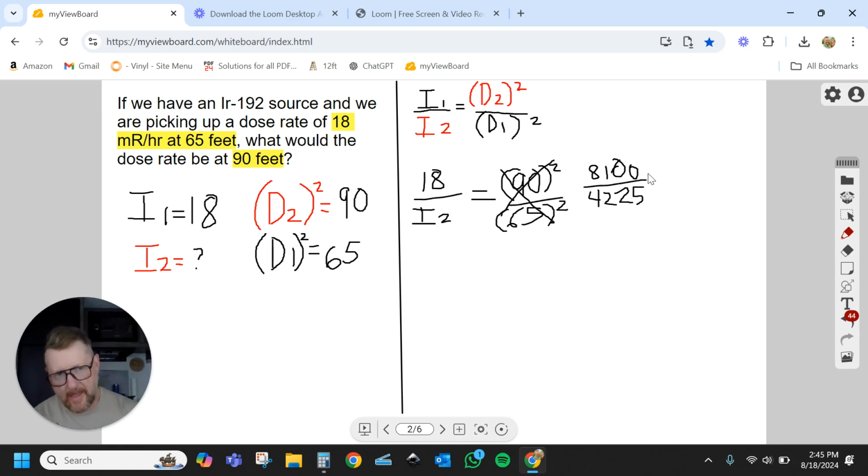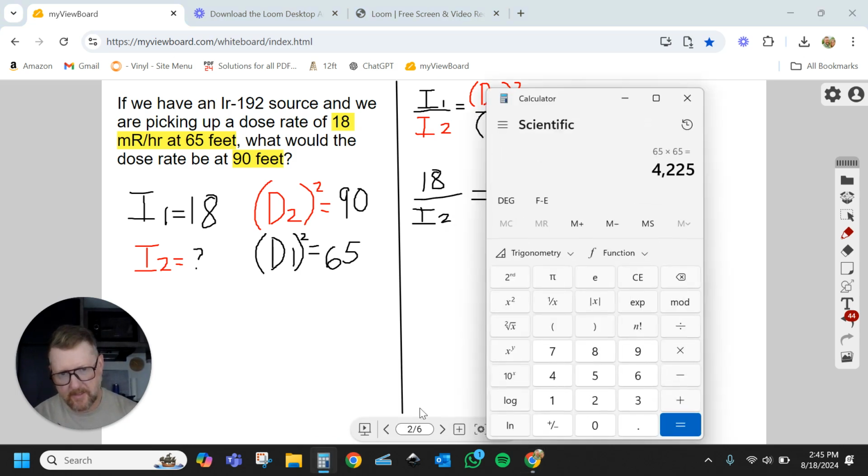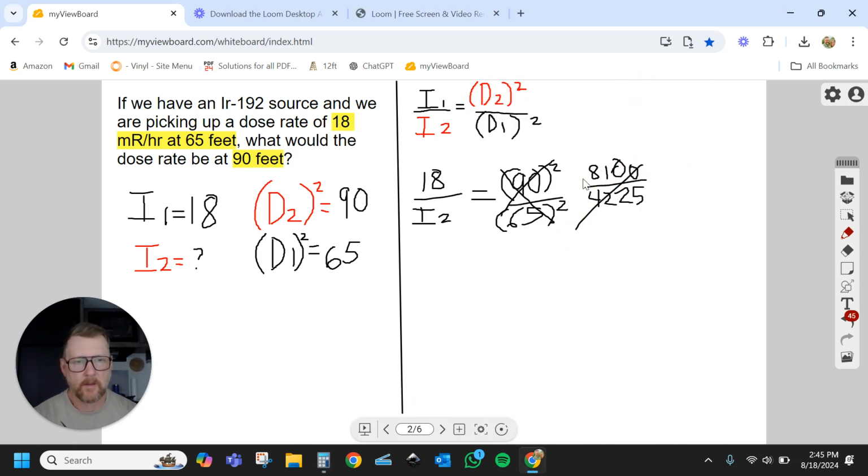First thing we can do is simplify that. 8100 divided by 4225 equals 1.9. Don't need all the rest of this. So we can rewrite it now, make it a little cleaner looking. 18 over intensity 2 equals 1.9.